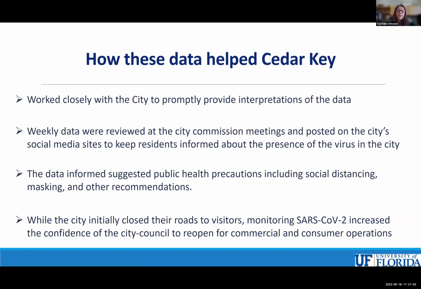They reviewed weekly data at the city commission meetings, and importantly then disseminated this on a social media site to the residents. And so it really created a lot of trust with the residents. And so they actually saw that this was something that was helpful to their community. While the city initially closed their roads to visitors, this information was also really helpful in deciding when to actually reopen the city to visitors. So overall, it really worked well.